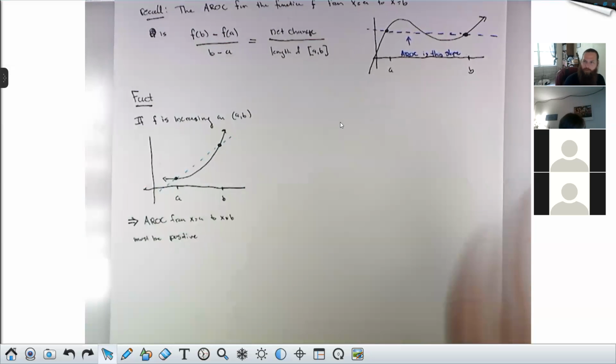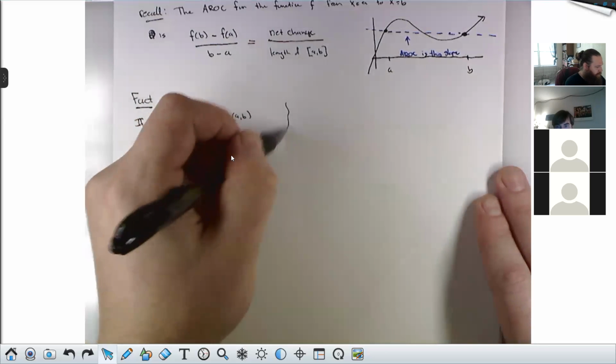Can't escape it. If the function is increasing everywhere on the interval a, b, that means every time you take any sort of step over to the right, you're also taking a step up. So as we go all the way over to the right, we're going up that whole time. That means this guy has to be higher than this guy, which means the net change must be positive. Hence, the average rate of change is positive as well.